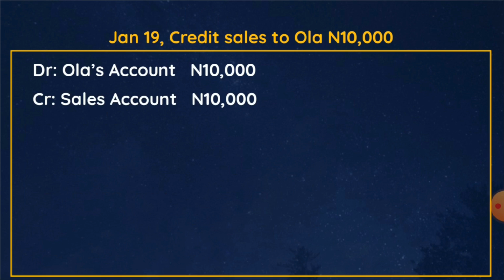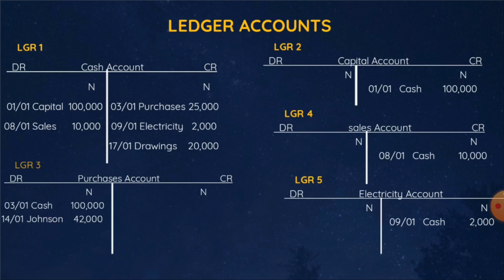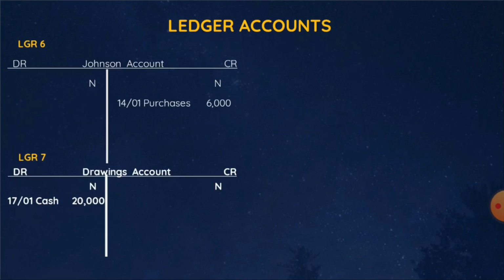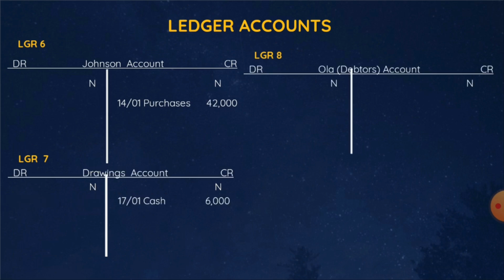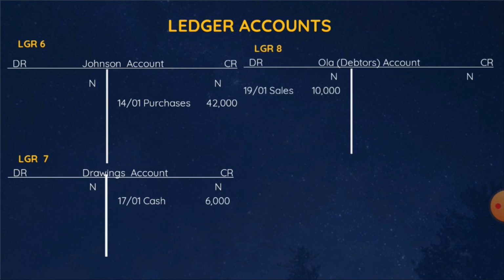Now, we don't have ledger for Ola account, so that means we are going to open a ledger for Ola, and we stop at ledger number 7, which means Ola account is going to be ledger number 8. That is ledger number 8, Ola's account. Ola is a debtor. Just like I said, we are going to debit Ola's account with 10,000 naira. That is January 19 sales 10,000 naira. That completes the double entry principle for that transaction.